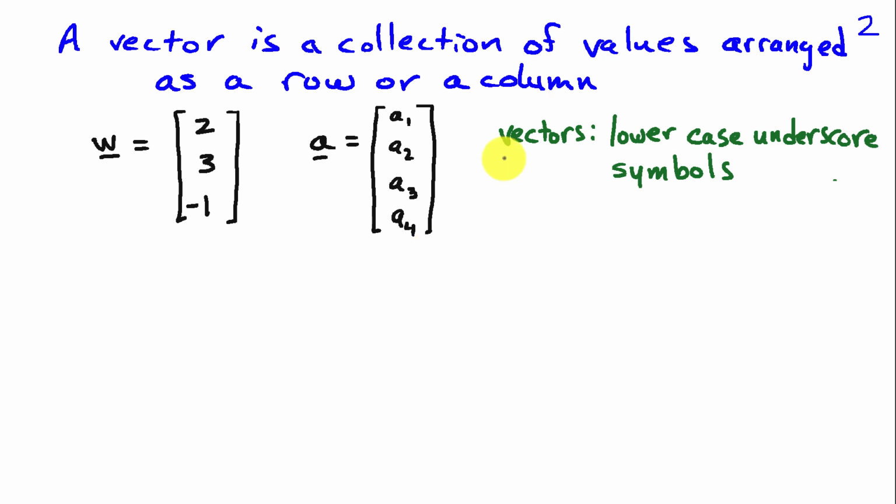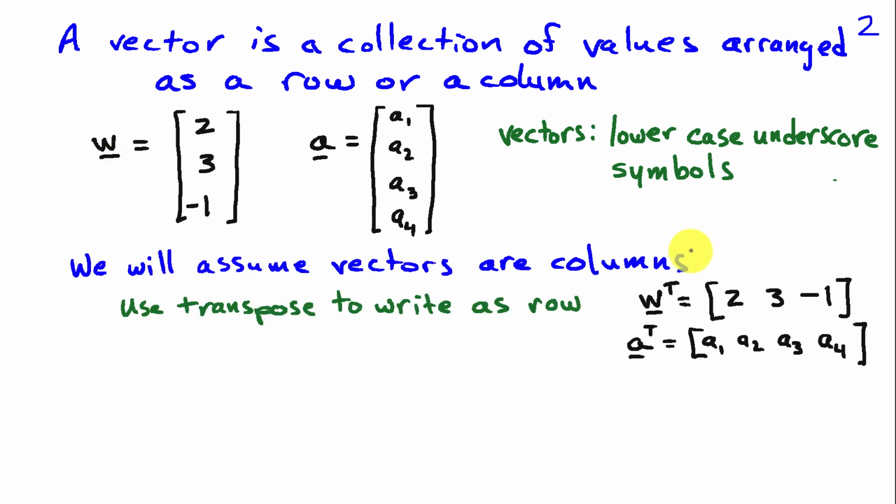So we're going to denote vectors as lowercase letters with an underscore. And our convention is to assume that vectors are columns. So if I write w, I can assume that that is an arrangement of values in a column format.